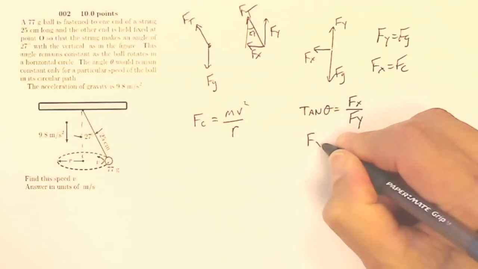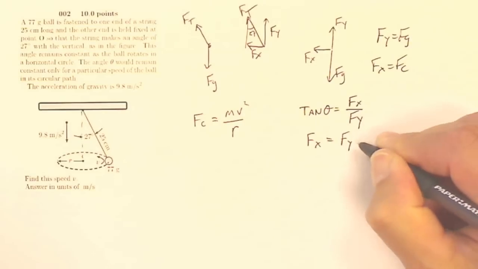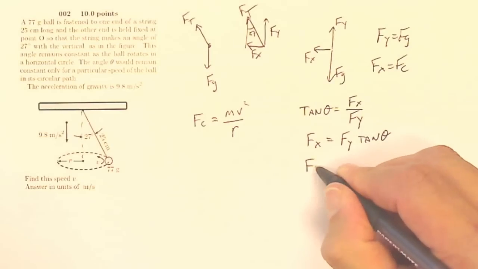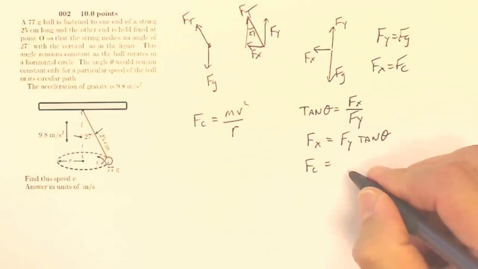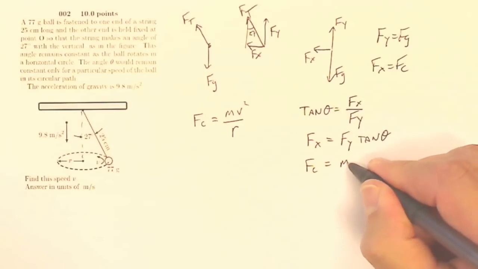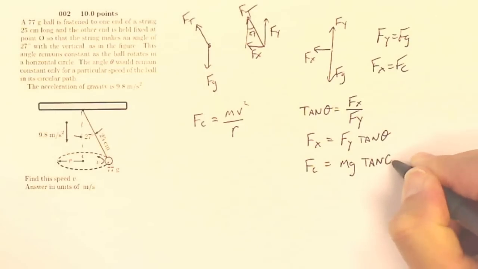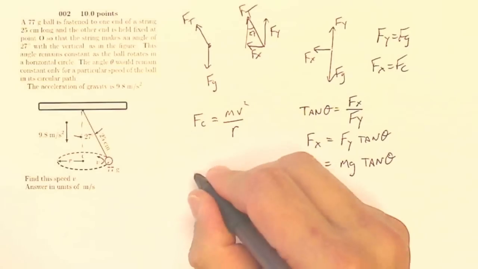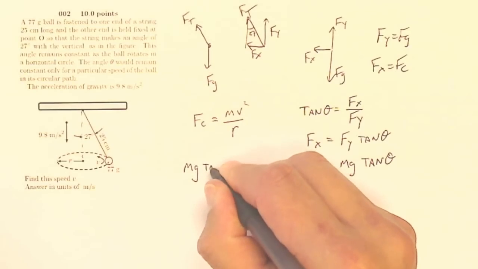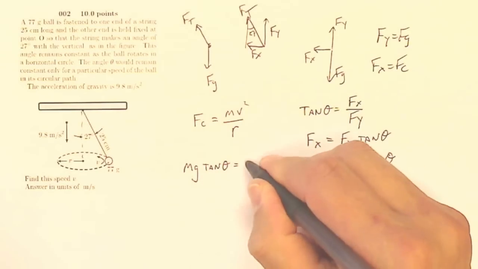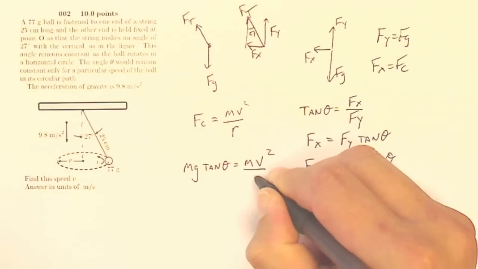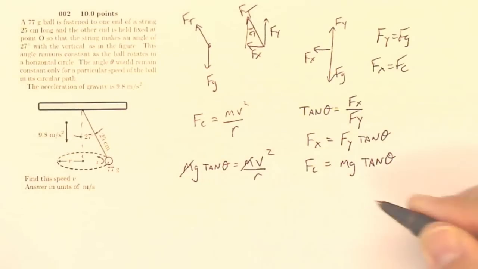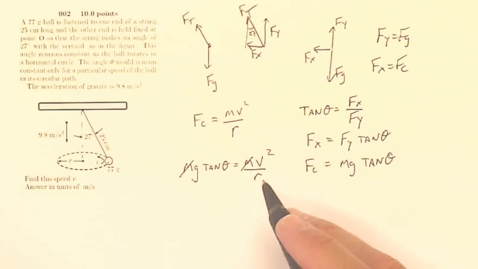So my Fx is going to be Fy times tan theta, but my Fx is my Fc. My Fy is going to be my force of gravity, so my centripetal force is going to be mg tan theta. So I now know that mg tan theta equals mv squared over r. Oh, look, mass cancels out. I don't even need to worry about the 77 grams. So g tan theta is v squared over r.